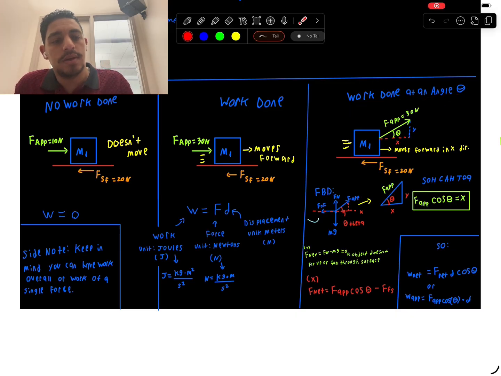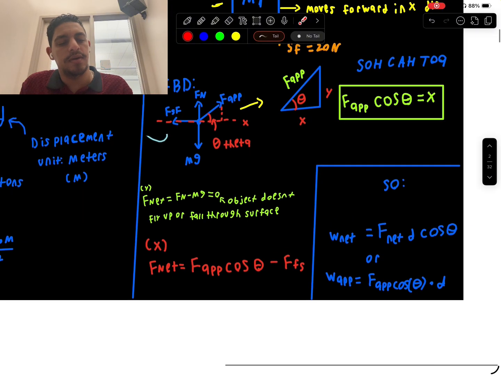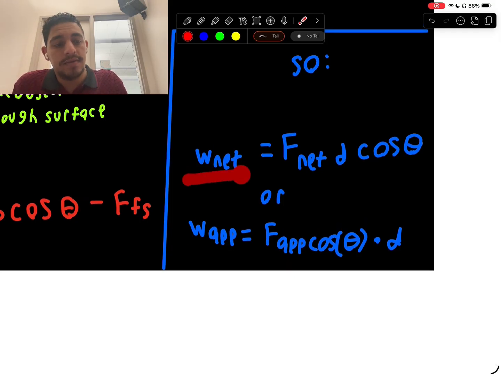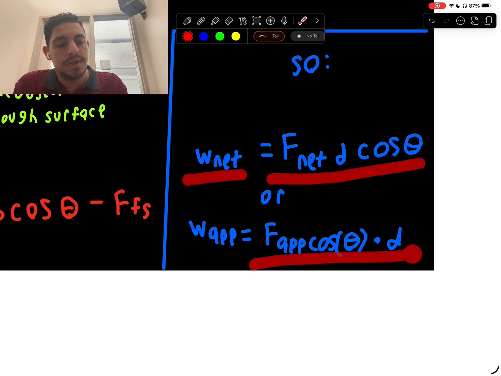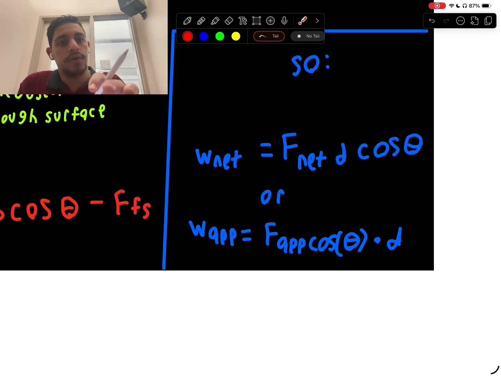Let's go through our side note. Keep in mind, you can have work overall, or you can have work of a single force. I wrote that here for you. This is the work of the applied force. Again, to be very particular, it's the work being done on the object by the applied force. And then you have your net work, which is equal to F net d cosine theta. So it's the same equation, but instead of just one force, we're focused on the overall forces creating work.